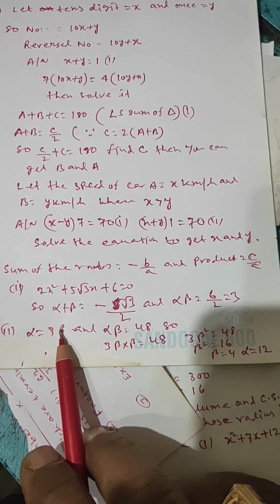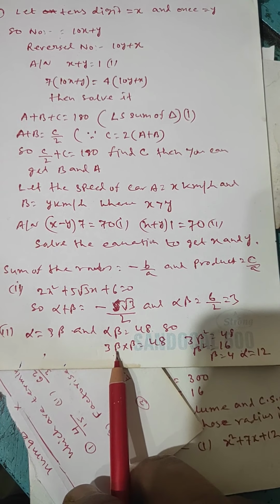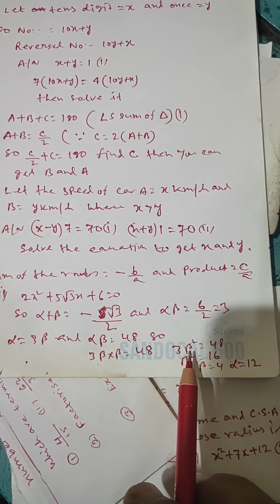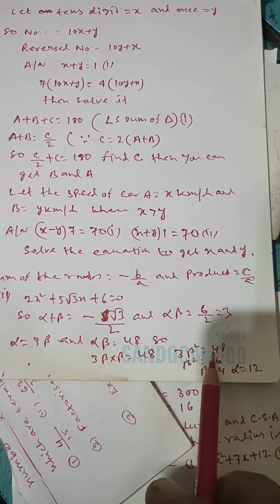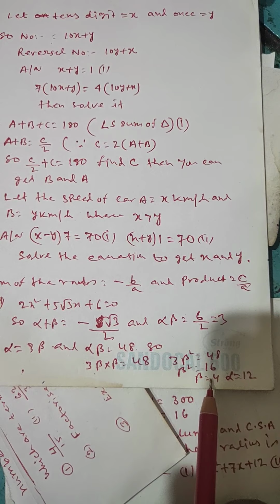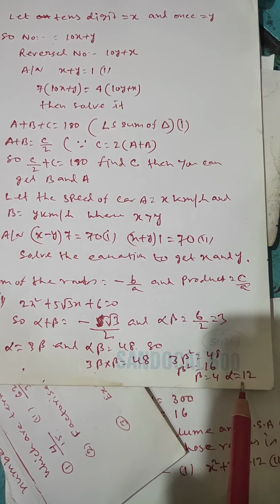Alpha is equal to 3 beta. In place of alpha I can put 3 beta. So 3 beta into beta is equal to 48. Means 3 beta square is equal to 48. So beta square is equal to 16. So beta is equal to 4. If beta is 4, its 3 times is alpha. So alpha is equal to 12.